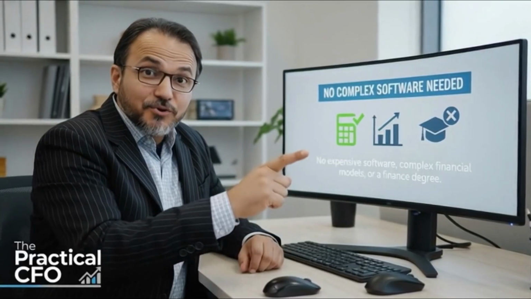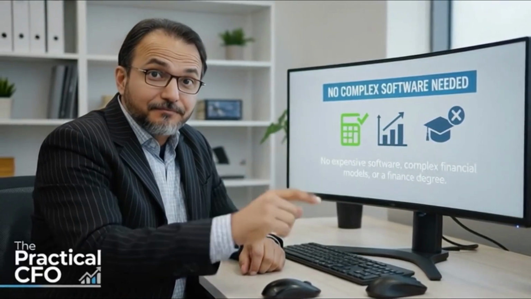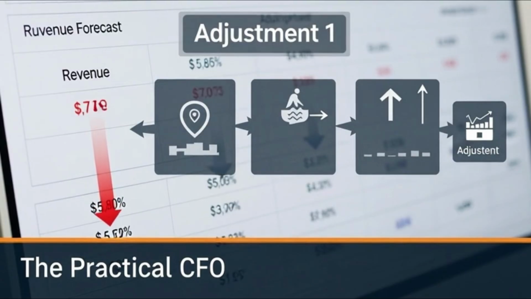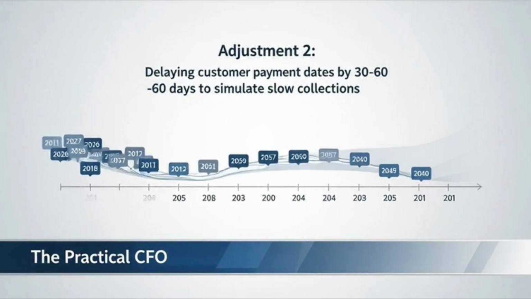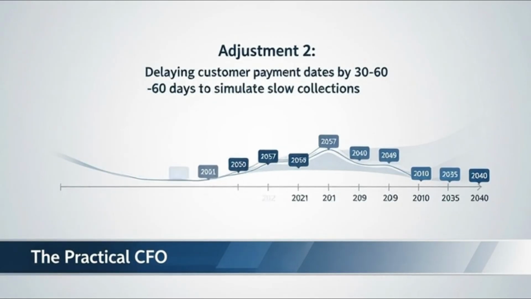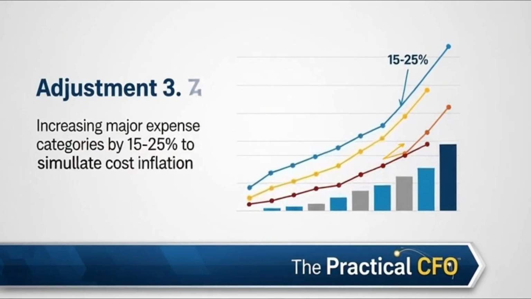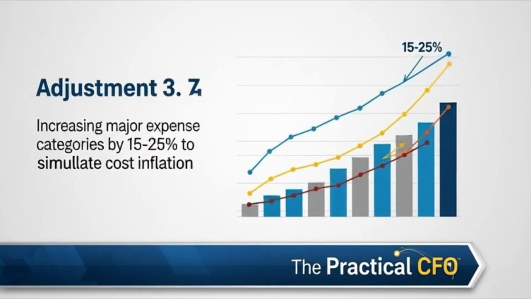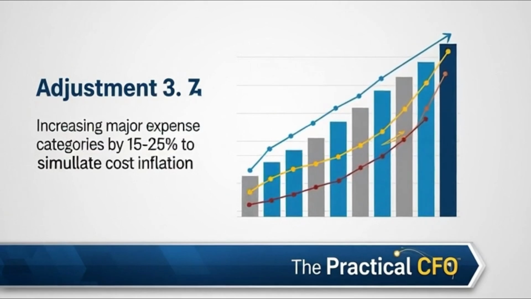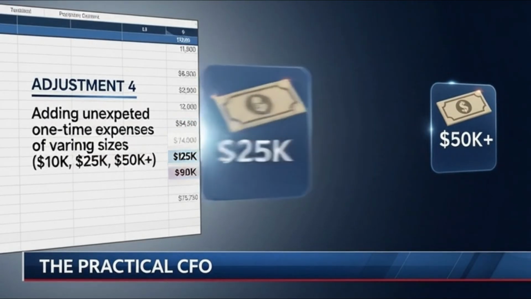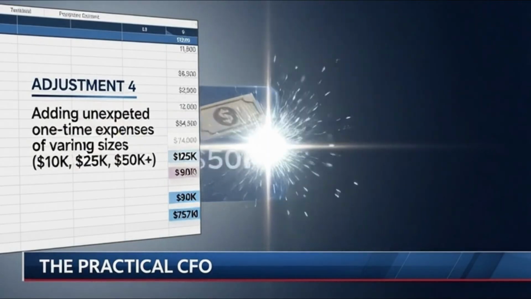No complex software needed, no expensive tools or finance degree, just practical methods that work. Adjustment 1, reducing expected inflows by 20 to 30% to simulate revenue decline. Adjustment 2, delaying customer payment dates by 30 to 60 days to simulate slow collections. Adjustment 3, increasing major expense categories by 15 to 25% to simulate cost inflation. Adjustment 4, adding unexpected one-time expenses of varying sizes, $10,000, $25,000, and $50,000 plus.